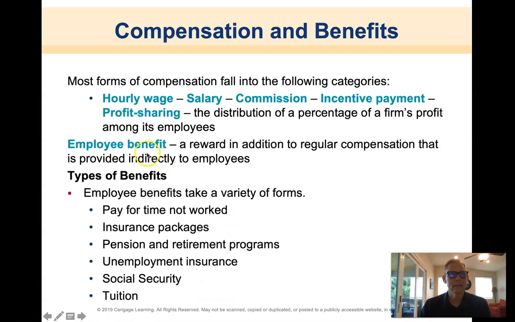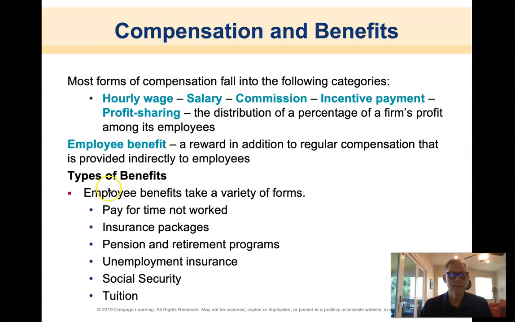Compensation, basically there's 5 types. There's hourly wage, there's salary, there's commission, there's incentive pay, and there's profit sharing. Basically, profit sharing is that distribution at the end of the year. There's a percentage of the firm's profits that get distributed amongst all employees.